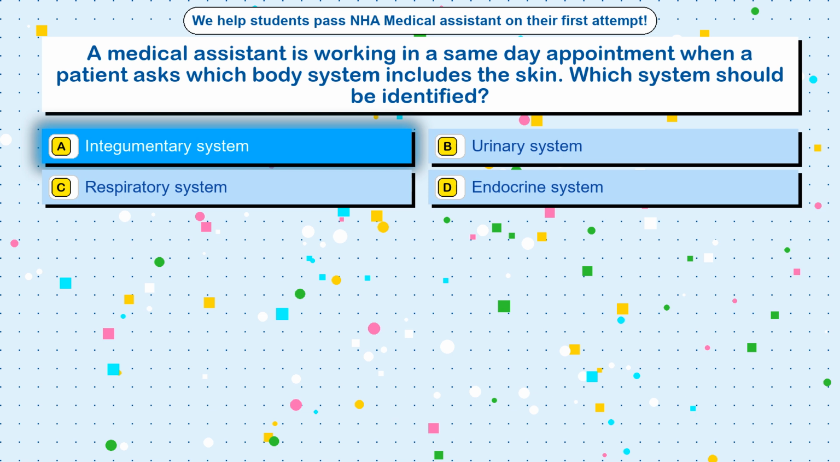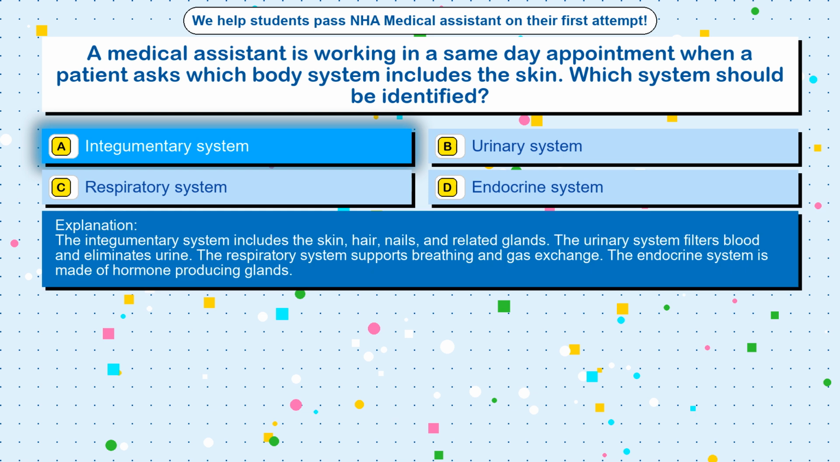Integumentary system. The integumentary system includes the skin, hair, nails, and related glands. The urinary system filters blood and eliminates urine. The respiratory system supports breathing and gas exchange. The endocrine system is made of hormone-producing glands.